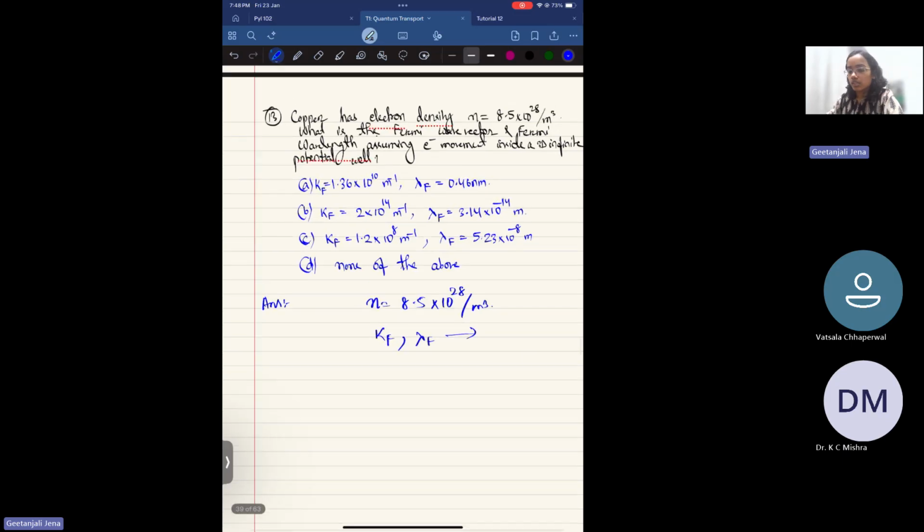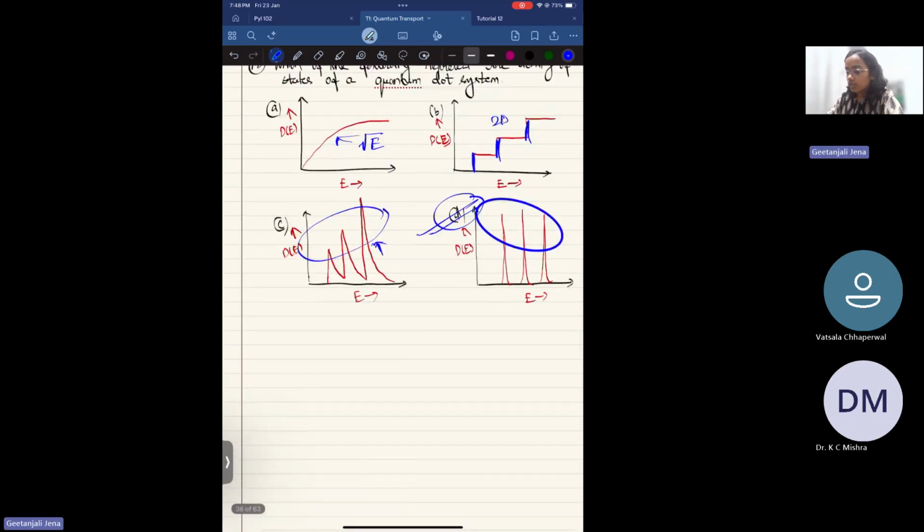What is for C? So C is for the 1D case. It is inversely proportional to square root of E. Okay. And examples for this are quantum wires, nanorods, carbon nanotubes.